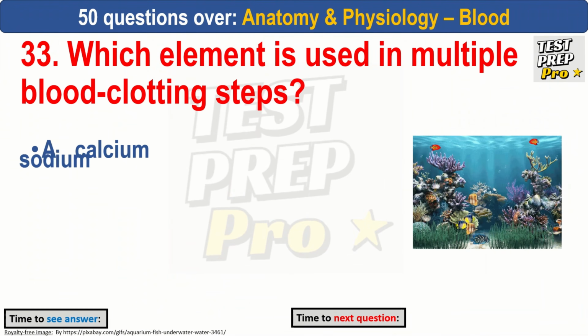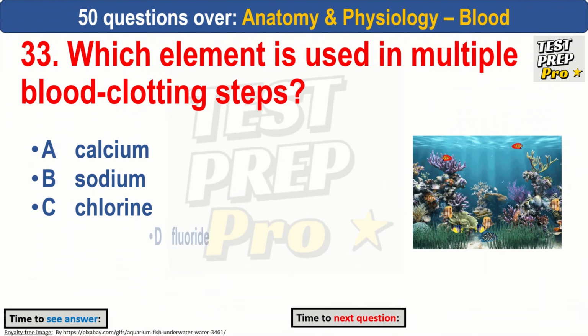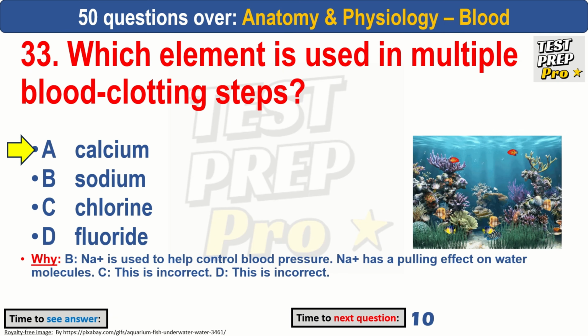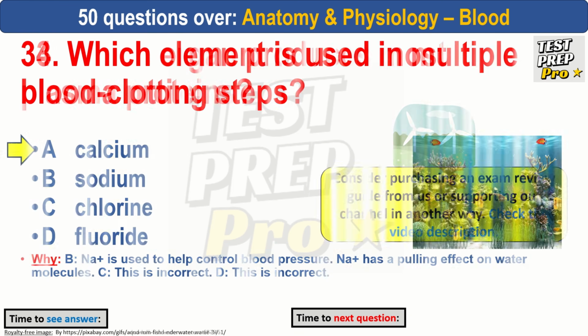Which element is used in multiple blood clotting steps? We talked about this a bunch today. Is it A, calcium, B, sodium, C, chlorine, or D, fluoride? So which one is used to help you clot your blood? It's going to be calcium. Calcium will mix with various clotting factors made by your liver, and it's going to help in the whole pathway to make you clot your blood so you stop bleeding.